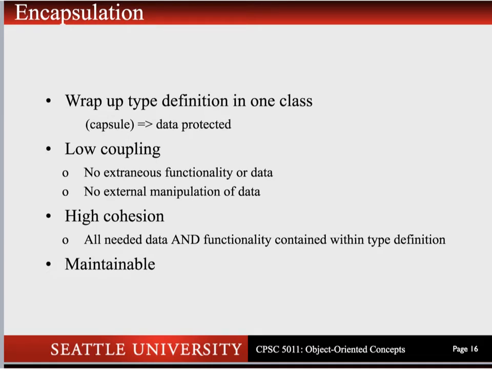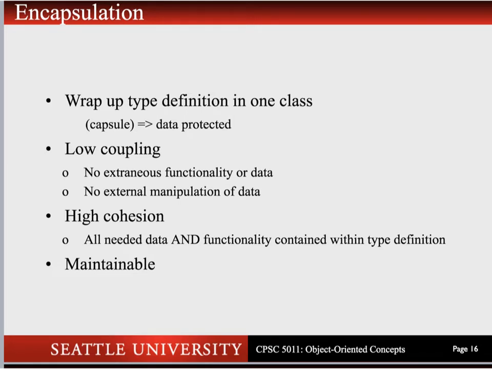So the next tenet is encapsulation, where we're wrapping up a type definition in one class. This allows us to have low coupling, so no extraneous functionality or data is defined within the class, and no external manipulation of the data is also happening. One thing that we really want to try to avoid when we're defining a class is to have too much happening within that class. There's this tenet or principle of what we call single responsibility. A class really should be doing one thing.